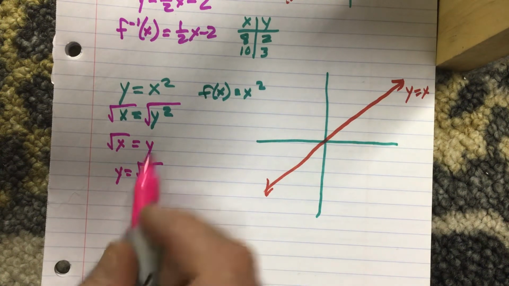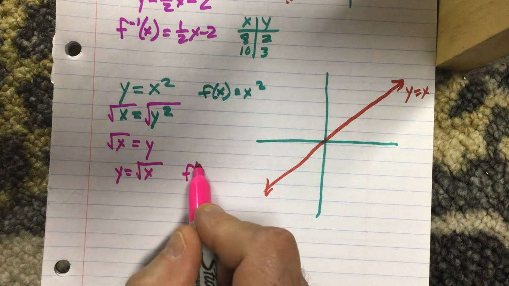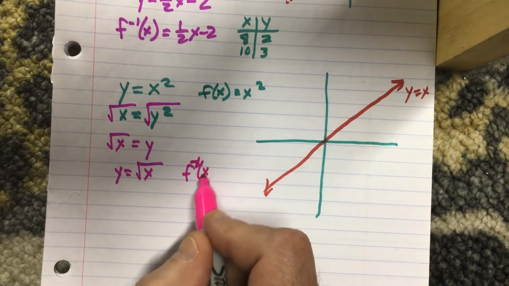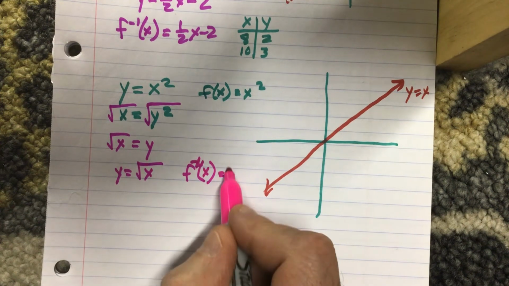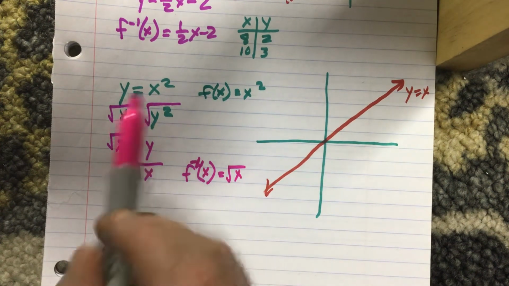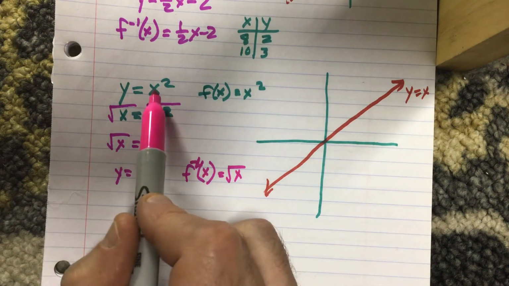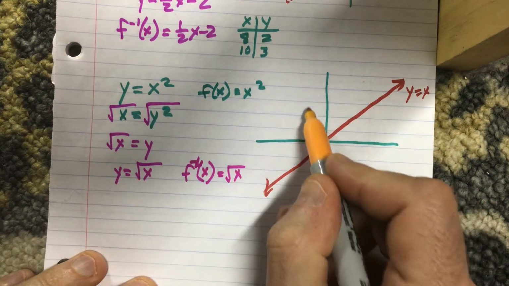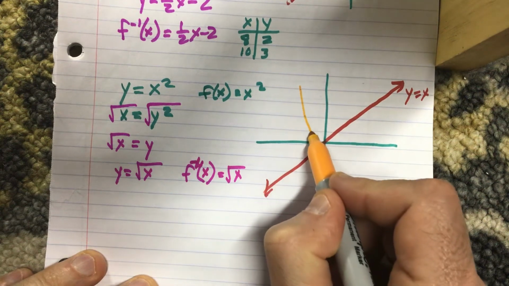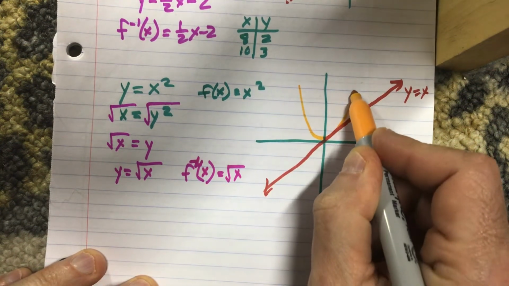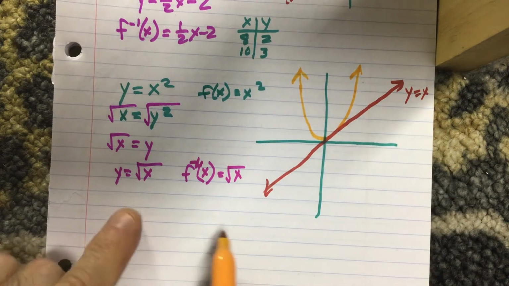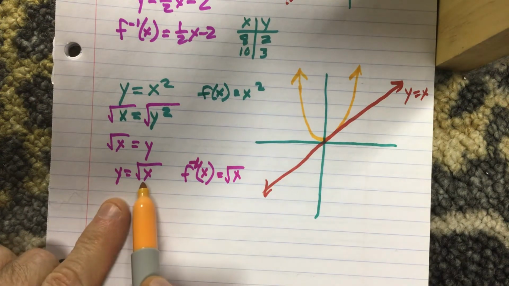And that's the inverse function, so f, I'm using this notation, f -1 of x equals square root of x. So this is the inverse function of this. And we know that the graph of y equals x squared is a parabola. So it looks like this. But what we haven't seen yet is the graph of this.